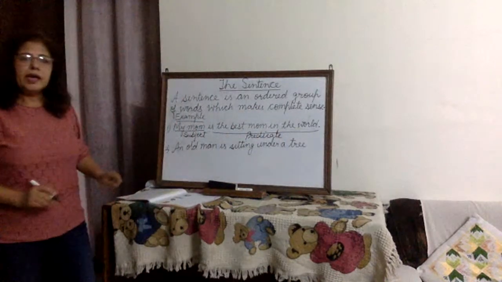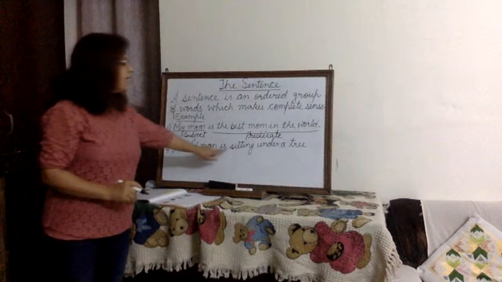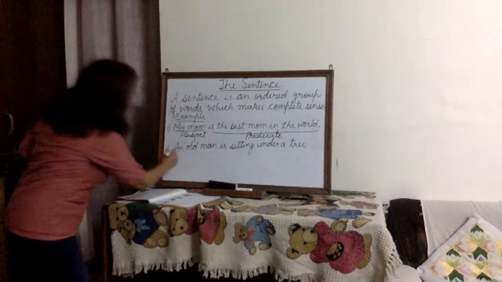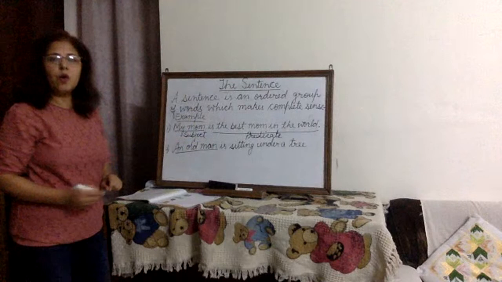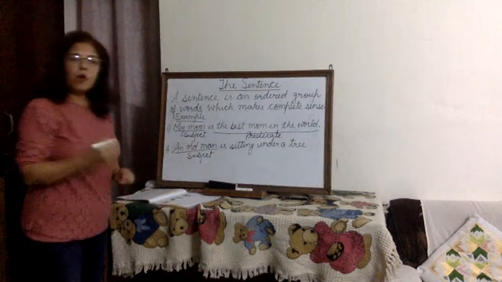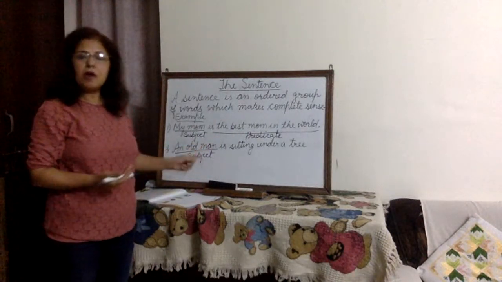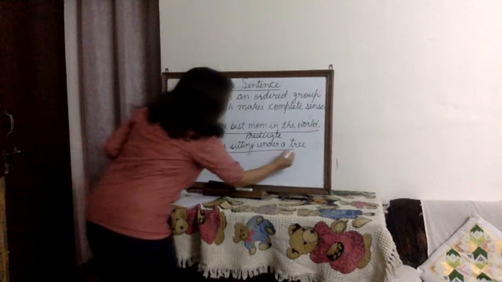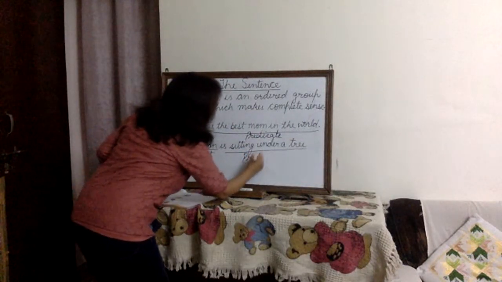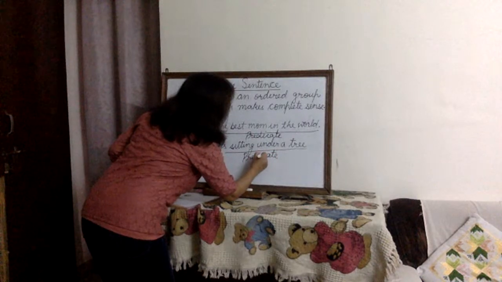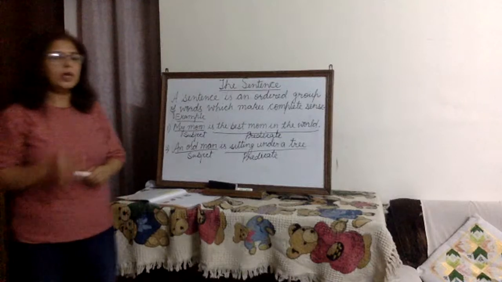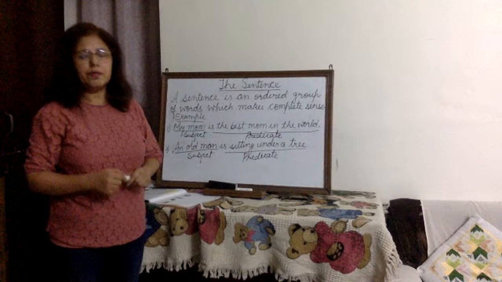In the same way, in the second example, an old man is sitting under a tree. So about whom are we talking? We are talking about an old man. So an old man is the subject. And what description is being given about an old man? Is sitting under a tree. So is sitting under a tree is called the predicate. That is the doing part. So a sentence is divided into two parts, a subject and a predicate.